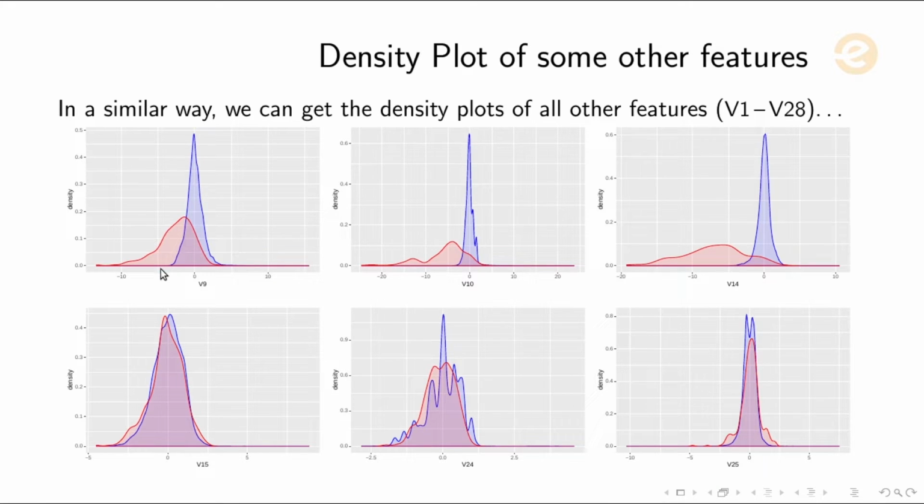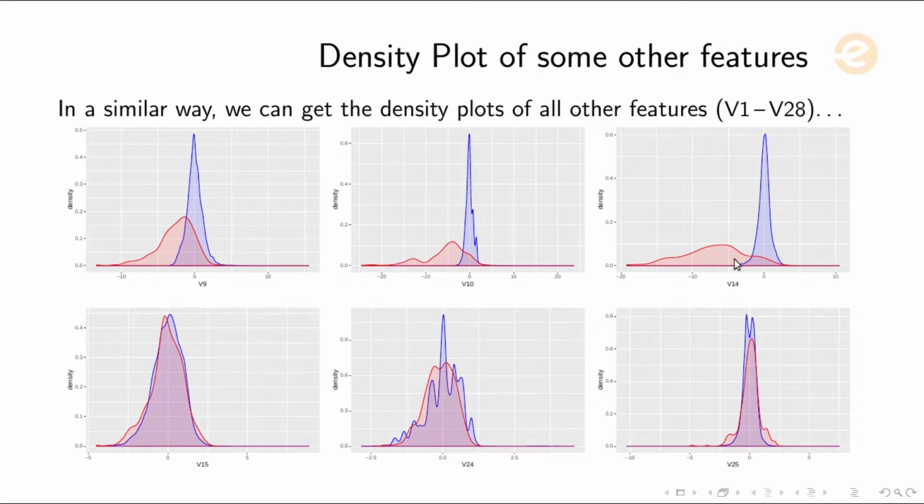So that is one way of differentiating a fraudulent transaction from a legitimate transaction, and that is equally valid for V10 and V14 as well. So here most of the fraudulent transactions have a value of V14 less than -5, whereas almost 99% of the legitimate transactions are between -5 and +5.